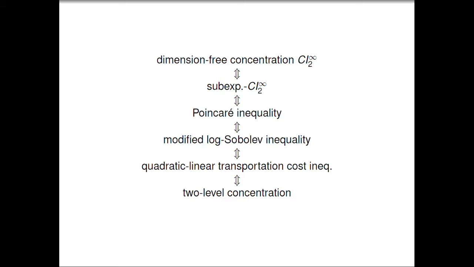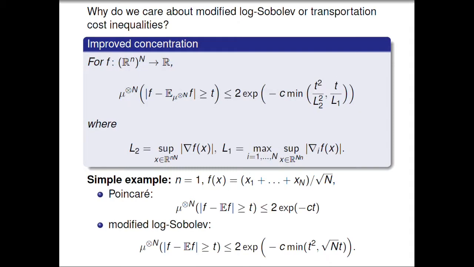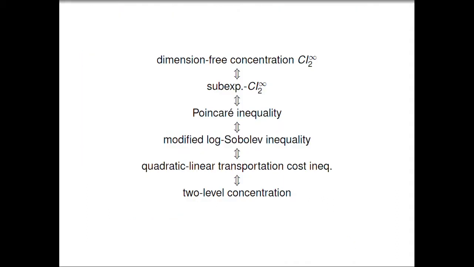Okay, so let me summarize. So we had all those different definitions starting from this dimension-free concentration inequality. It turned out to be equivalent to sub-exponential concentration inequality, and then we could see different descriptions. This is all equivalent because the last inequality we have here implies dimension-free concentration. So in fact, we can close the cycle of implications, right? So we have Poincaré, then modified Log-Sobolev inequalities, quadratic linear transportation cost inequalities, and two-level concentration. So it turns out that such equivalences are characteristic in some sense for this exponential concentration. If we insist on stronger concentration, there will be just certain implications, but not equivalences.